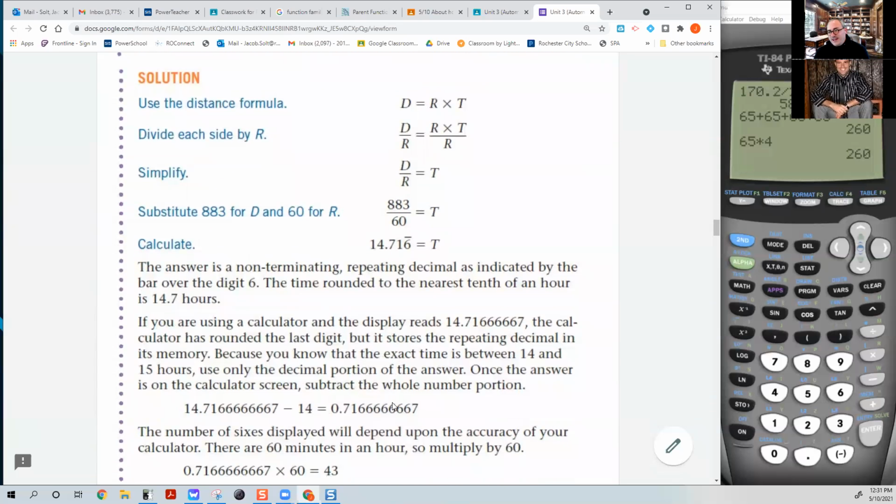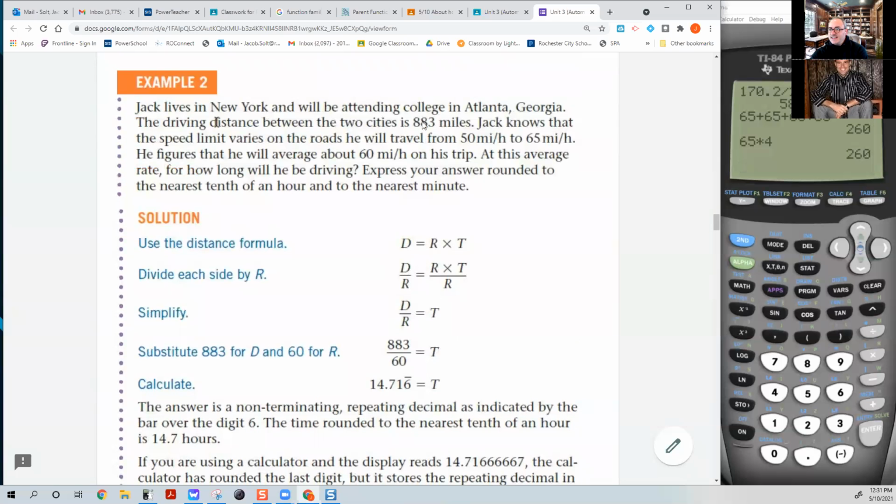That's fine. It's fine if you like it that way. Great, go for it. I usually stick my numbers into the formula, and then I do the algebra. It's whatever you feel comfortable with. Either way works. So they knew that the distance is 883 miles. That's the distance traveled. What's the estimated rate, the R? That's about 60 miles per hour.